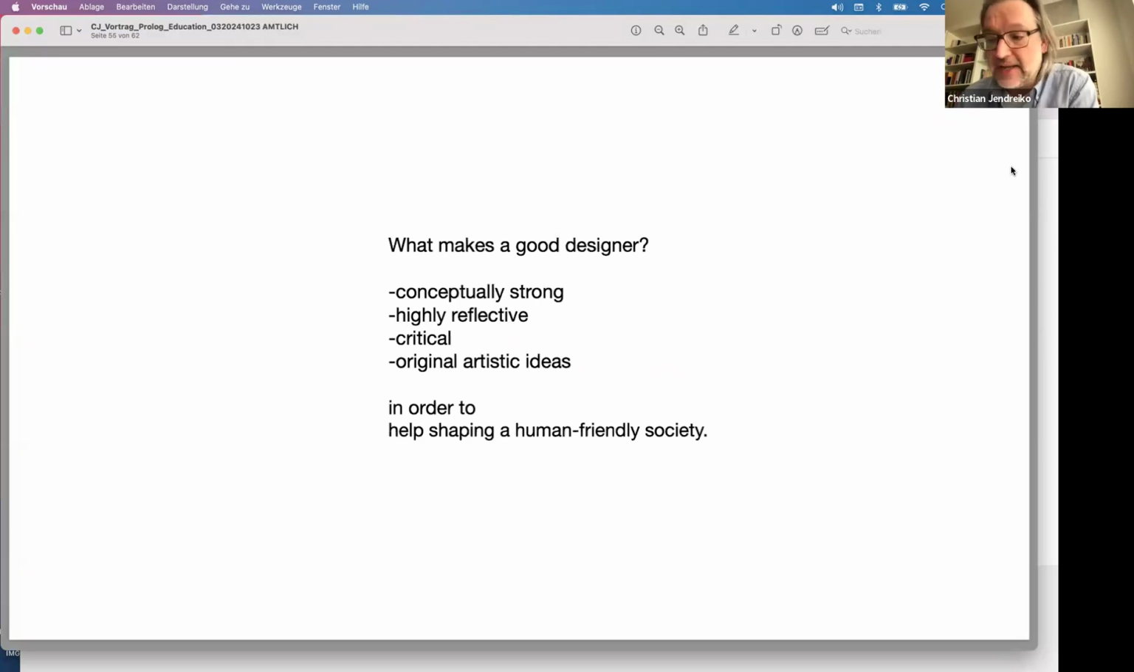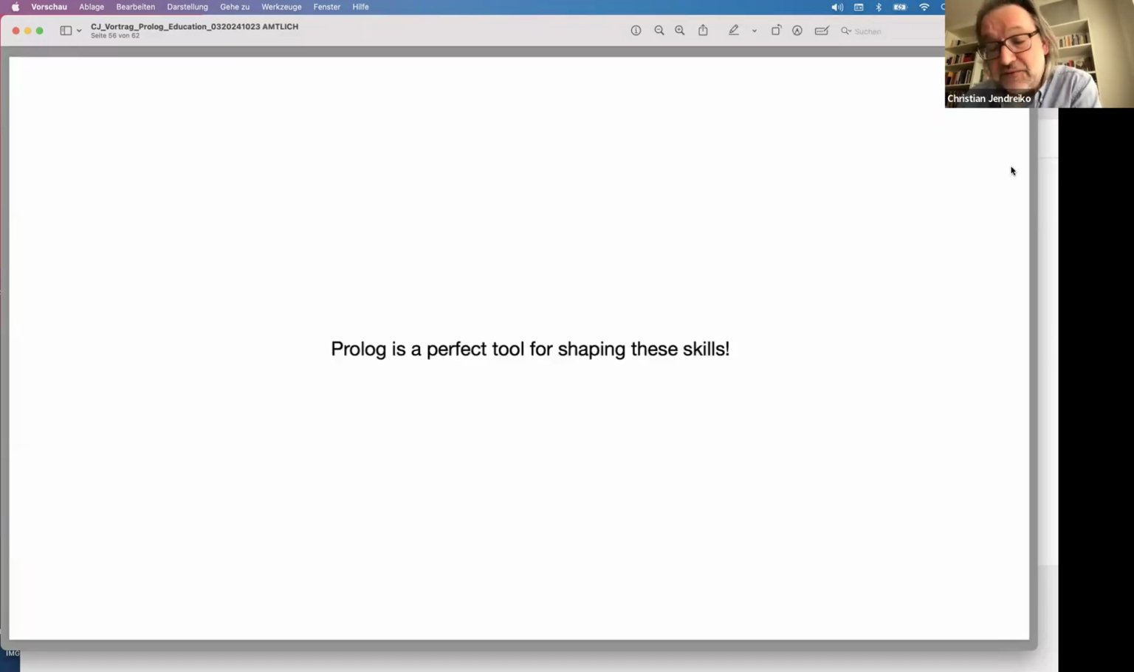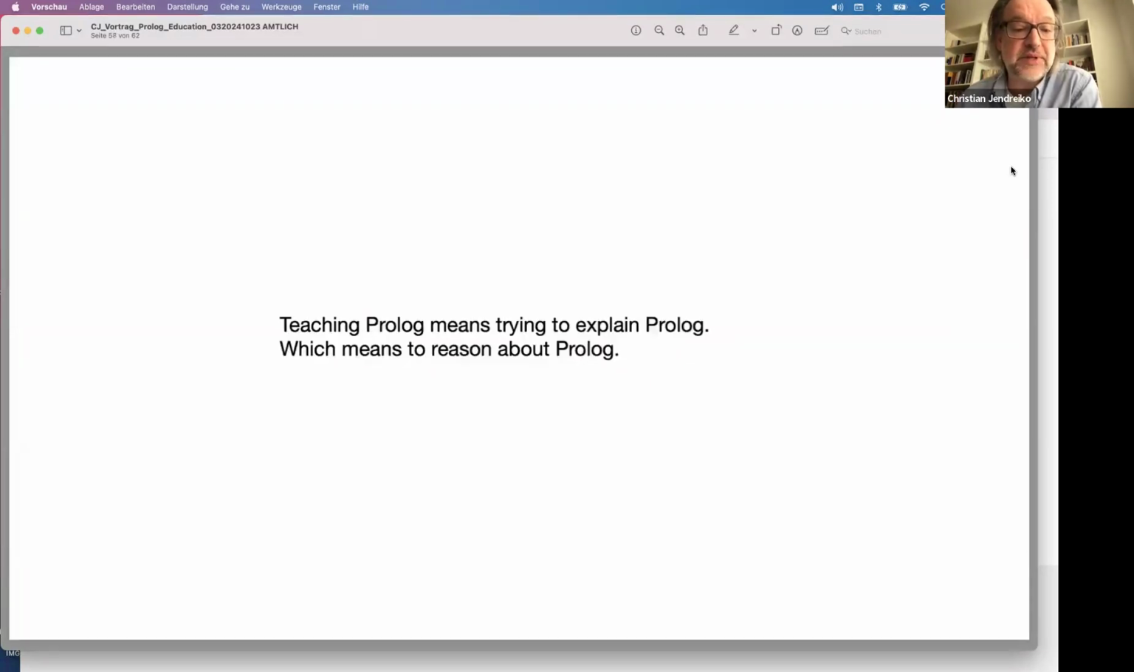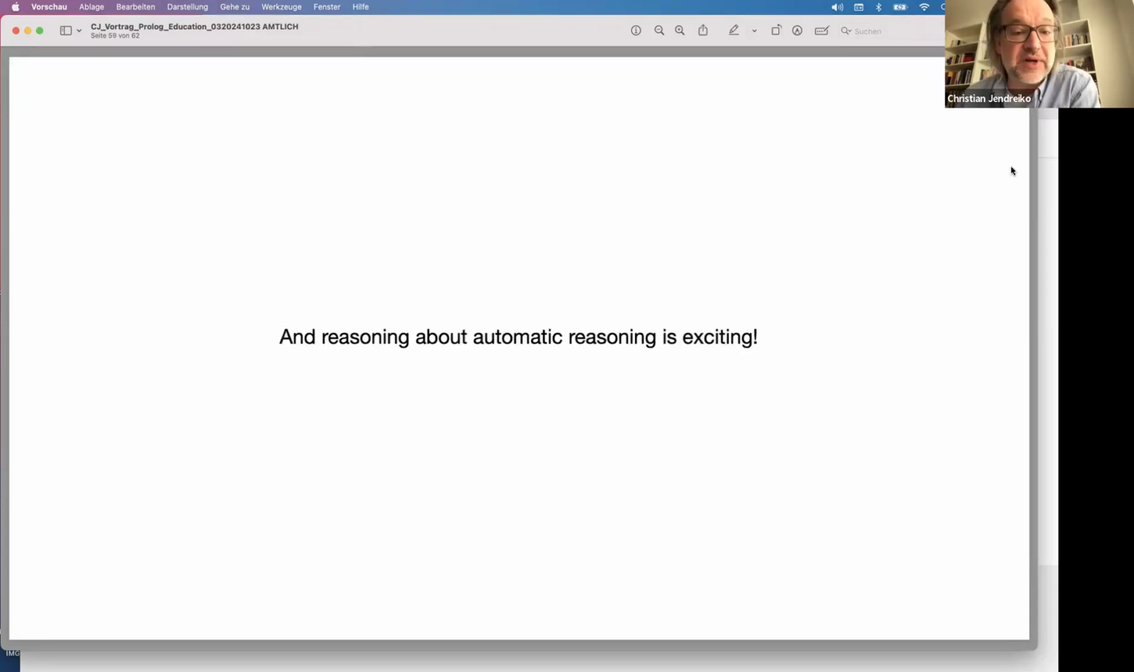What makes a good designer? A good designer should be conceptually strong, highly reflective, critical, and he has to be able to develop original artistic ideas in order to help shaping a human-friendly society. And I think Prolog is a perfect tool for shaping these skills. But there is another reason. Teaching Prolog means trying to explain Prolog, which means to reason about Prolog. And this is what we are doing here in our education group week after week. And reasoning about automatic reasoning is exciting.